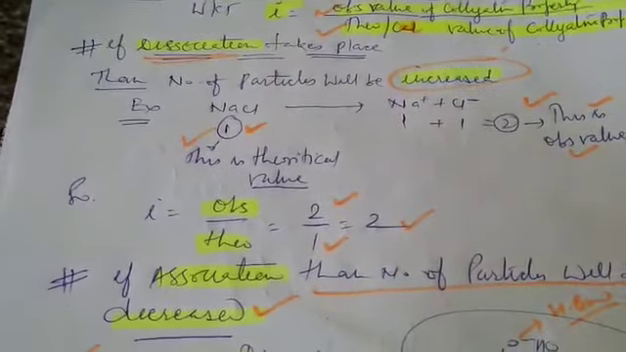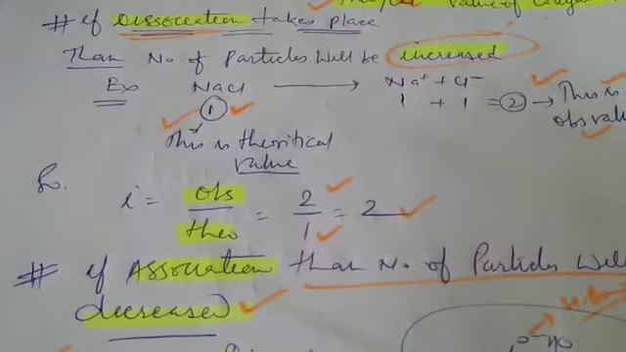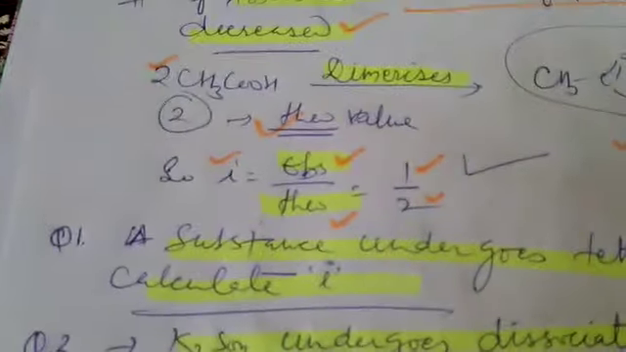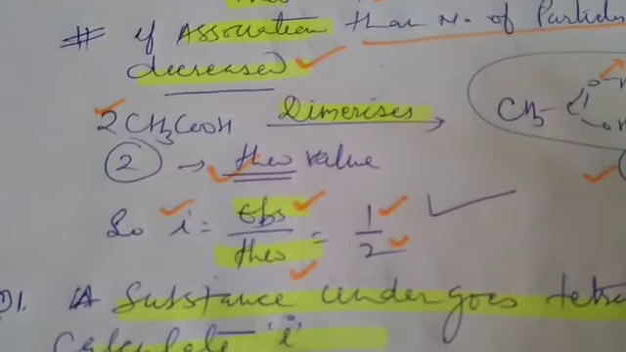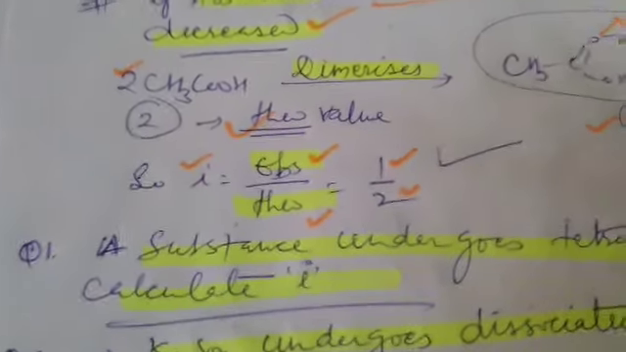Now you can see that if dissociation is taking place, then the value of colligative property will be increased, and in case of association, the value of colligative property will be decreased.